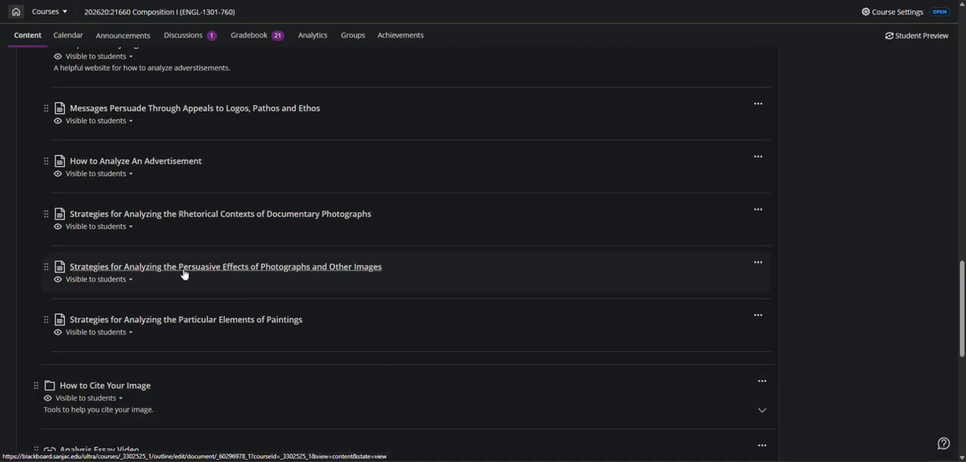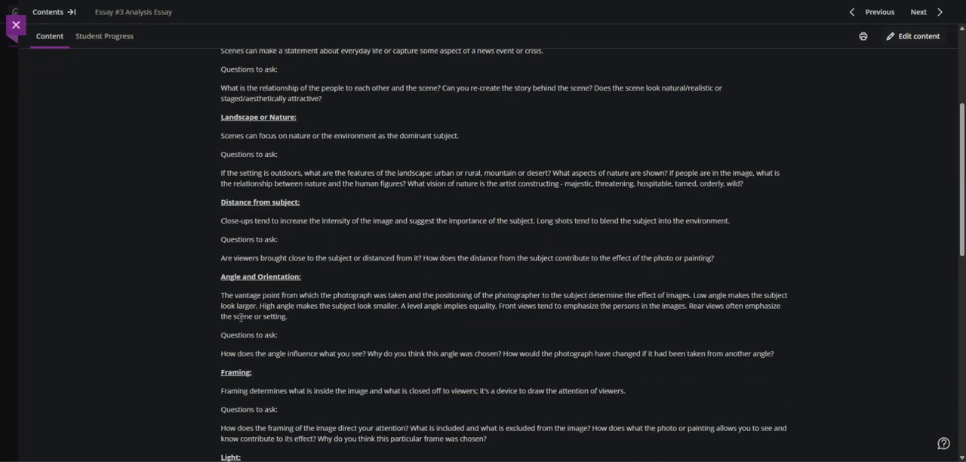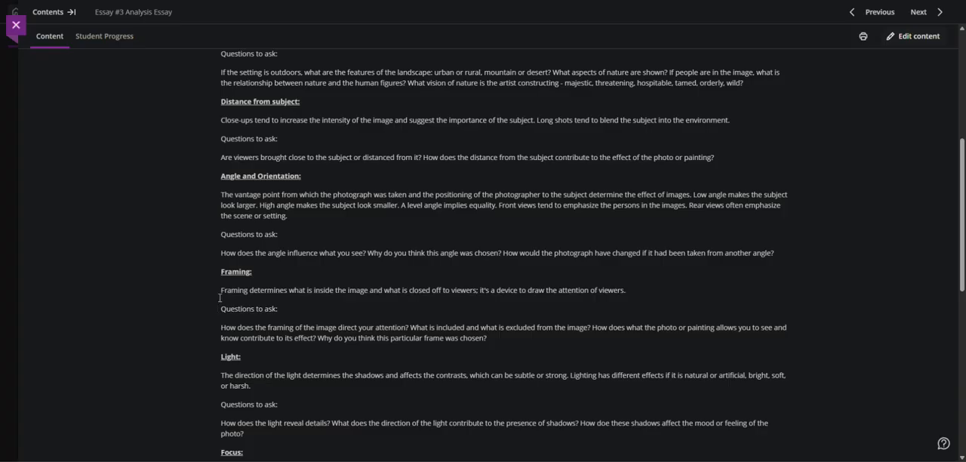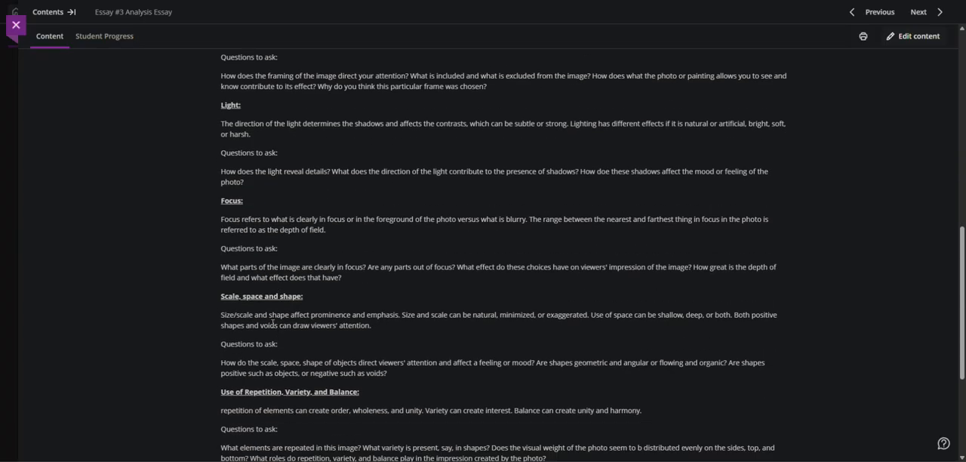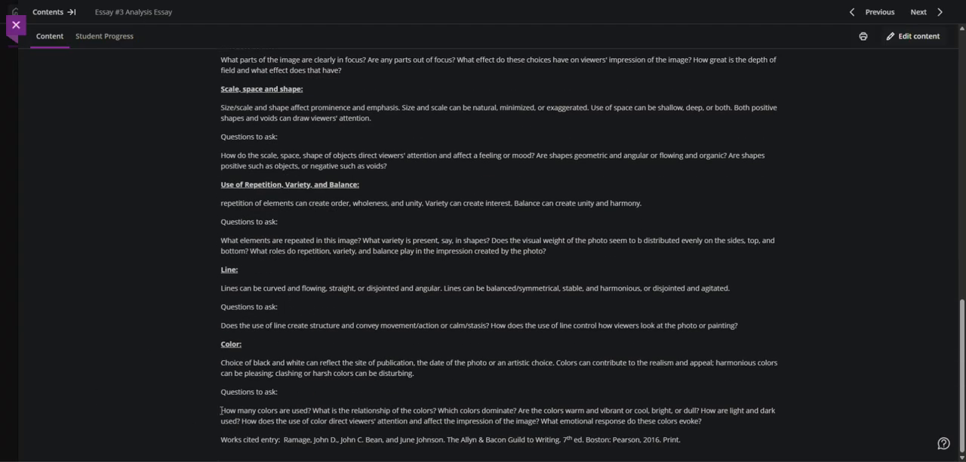There's also persuasive effects of photographs and other images. This talks about people in portraits, people in scenes, landscapes and nature, distance from the subject, etc. Framing, very important. What's the focus on? The light and scale and space and shape. Lines and colors as well.